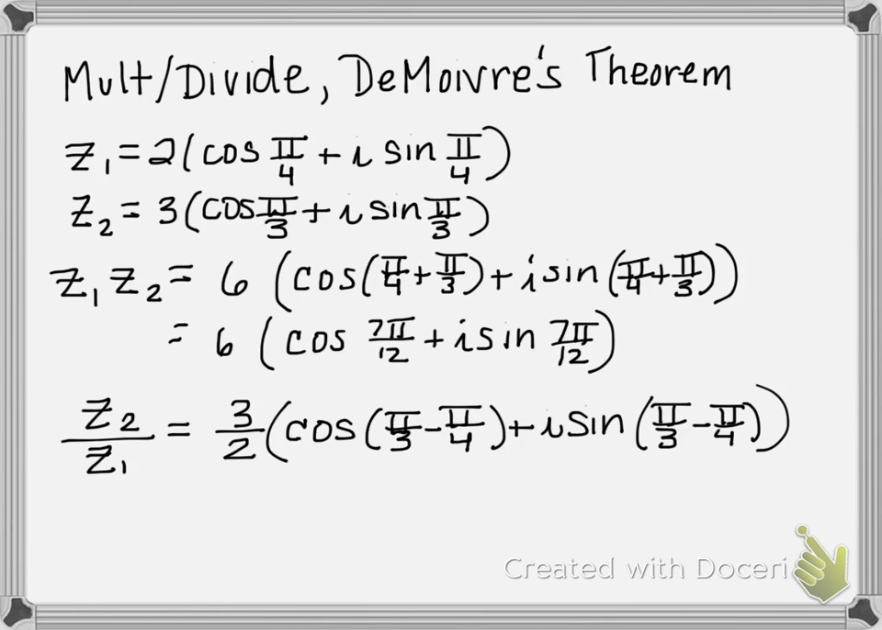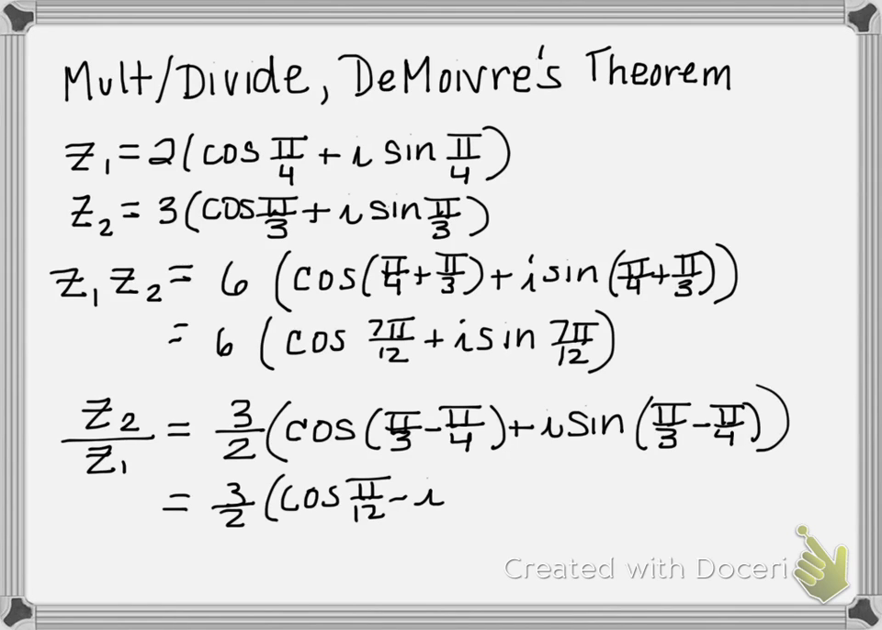So I've got pi over 3 minus pi over 4, that's 4 pi over 12 minus 3 pi over 12, so pi over 12, right? And that is that.